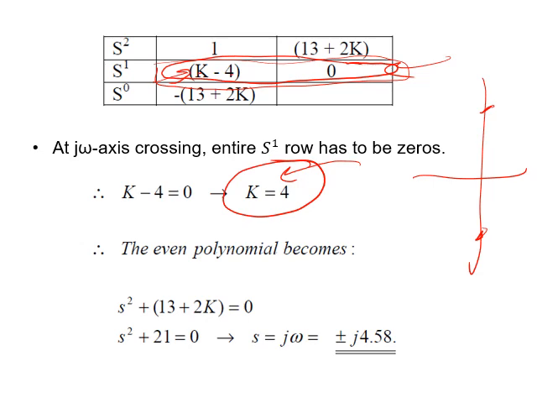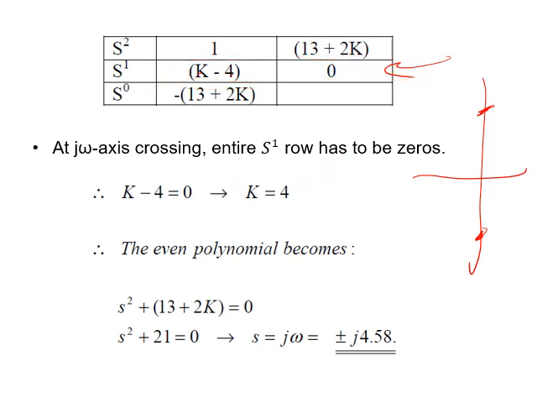No, it will take us to j omega. Finish. I know the gain, the value of K. How to identify the value of j omega? How to calculate j omega? To calculate j omega, we are going to take this 4 and put it in the previous row and build or write the polynomial out of that row.